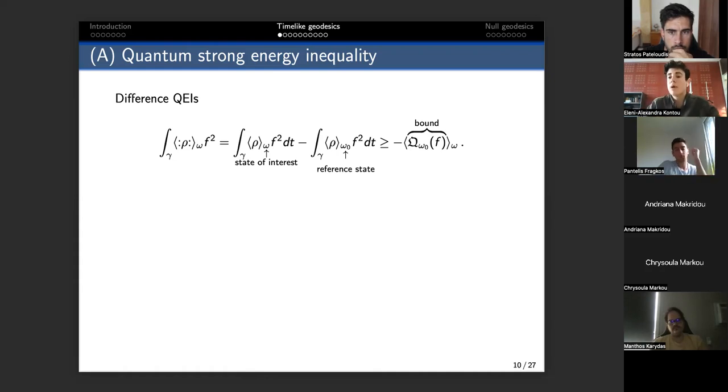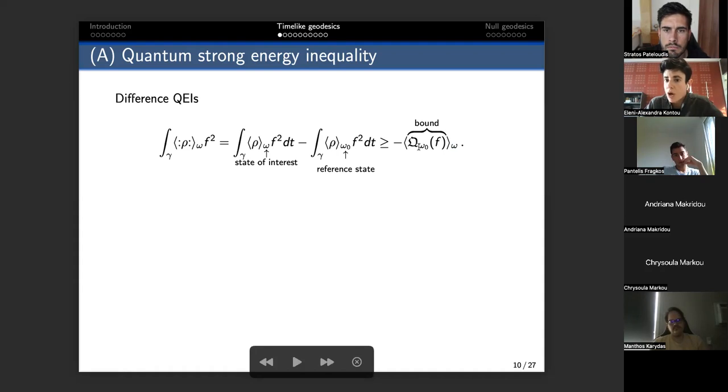Now, this bound in the very, very general case can actually depend on everything. It can depend on the state of interest, on the reference state, and on the smearing function. So the most general case is that the bound has a dependence on everything.